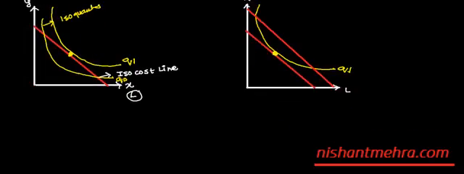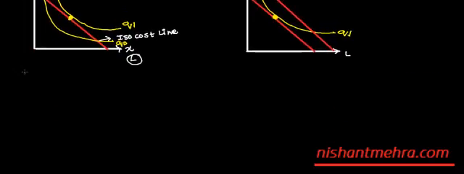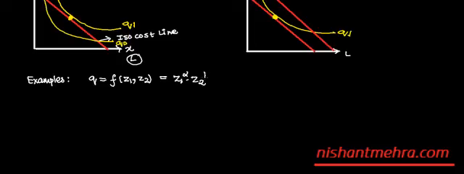Okay, so let's try to look at some examples. How you can derive a cost function from a given production function. So if you are given a production function, let's say Q equals F(Z1, Z2) equals Z1 to the power alpha and Z2 to the power beta.